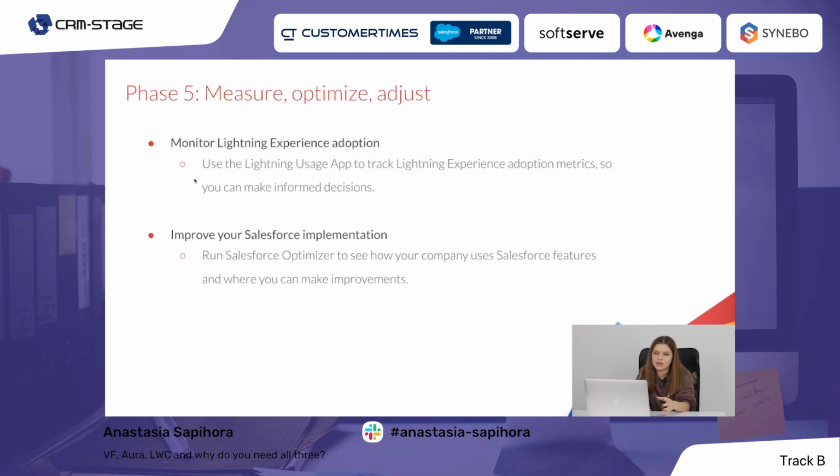Then measure, optimize and adjust. It will be an ongoing process that you will need to monitor. Using the Lightning Usage application, you can track Salesforce experience adoption metrics, so you can make informed decisions and improve your Salesforce implementation. You can run Salesforce Optimizer and see how your company uses Salesforce features, so you can build your roadmap to improve features.